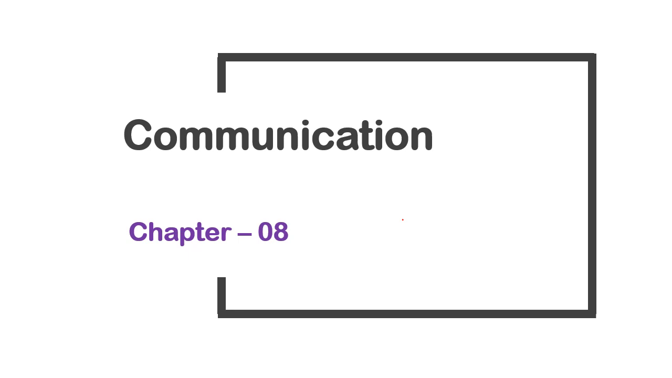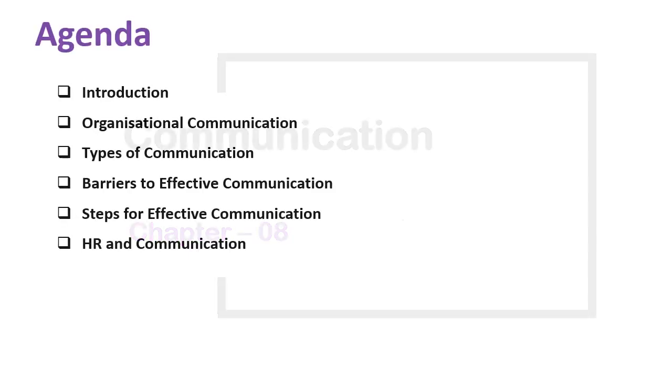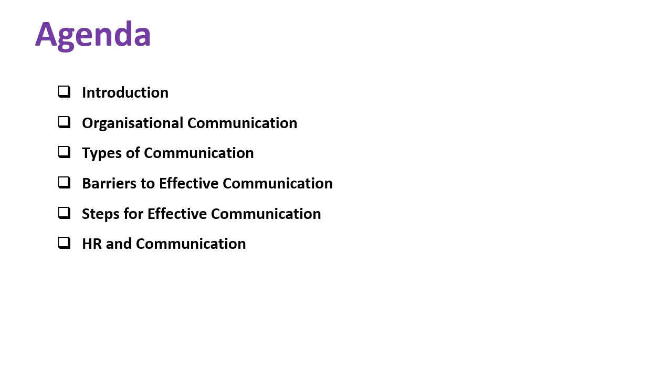Today we'll start with chapter 8, that is communication. In this chapter, we'll be learning about communication, what is organizational communication, what are the different types of communication, barriers to effective communication, how we can overcome these barriers, steps to develop effective communication, and HR and its relation with communication. So let us start with the first topic.